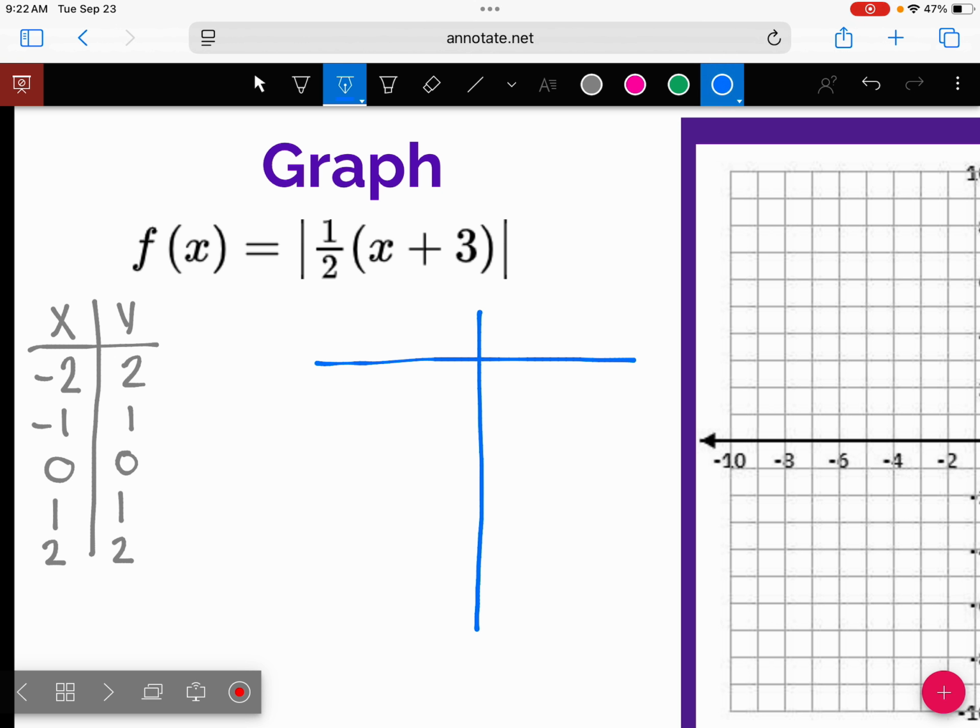We have a b in here. How do you tell if it's a B? B is inside the function. So see how this is inside the absolute value bars? That means this is B. If it was out front, then it would be an A. A is multiplied out in front.